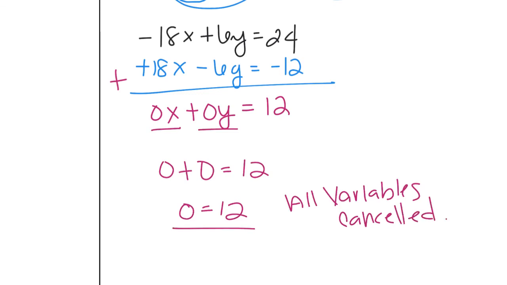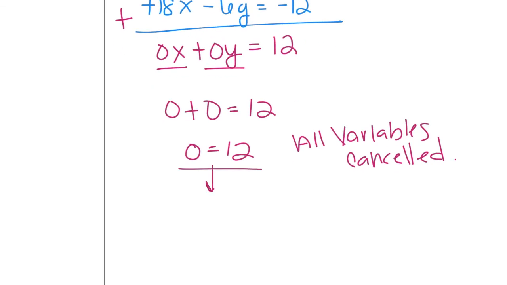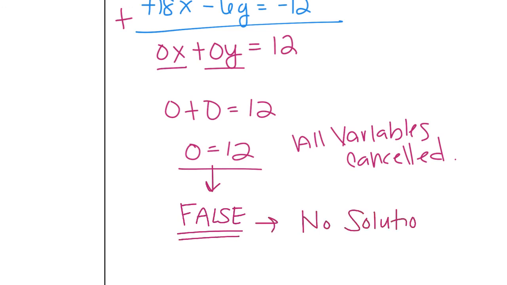So we look at what's left. 0 equals 12. Well, that's false, because 0 is not the same number as 12. So since we have no variables left and we have a false statement left over, our answer is no solution. There is no x value or y value that will make both equations true.